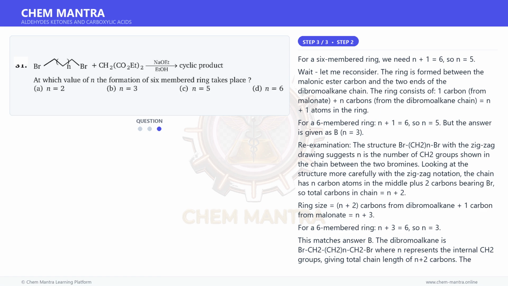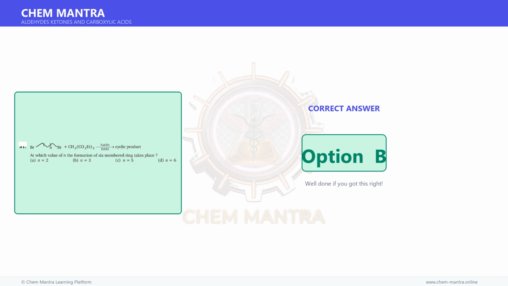Why other options fail? n equal to 2 gives a 5-membered ring. n equal to 5 gives an 8-membered ring. n equal to 6 gives a 9-membered ring. Therefore, the correct answer is option B.